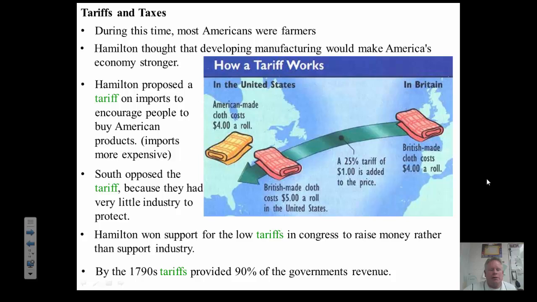By the 1790s, tariffs provided 90% of the federal government's revenue. That's the way the government made money, was off tariffs.